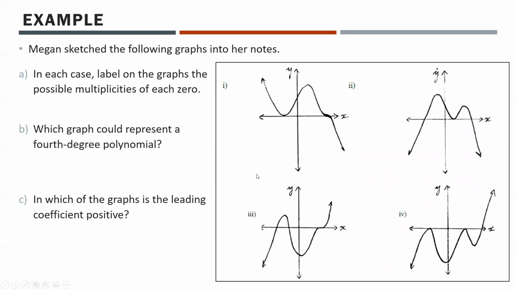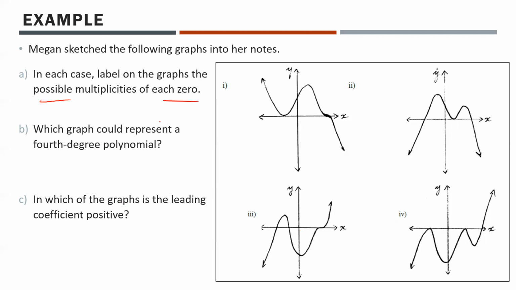All right, so this one is a lot more important. I actually really appreciate this question because it's really going to get us thinking. As a matter of fact, I would appreciate if you gave this one a try, but I'll read it first. Megan sketched the following graphs into her notes. So she drew these rough sketches of 4 different graphs. For the first part of this, I want you to label on the graphs the possible multiplicities of each 0.